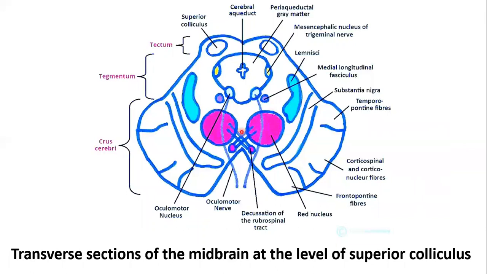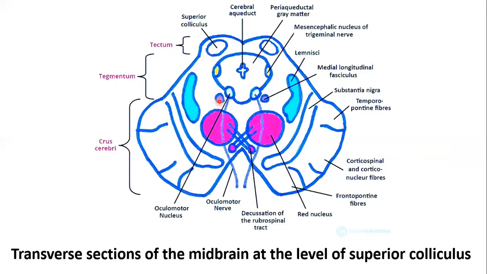Again, similarly, it is very easy to study: the gray matter, white matter, cavity, and the sensory and motor tracts, right? So this is the gray matter. First of all, there will be the superior colliculus nuclei. Then the mesencephalic nucleus of the trigeminal nerve. Then the third one is the oculomotor nerve nucleus, right? This is the oculomotor nucleus. It is present anterior to the periaqueductal gray matter. This is the periaqueductal gray matter likewise. And this is the oculomotor nerve.